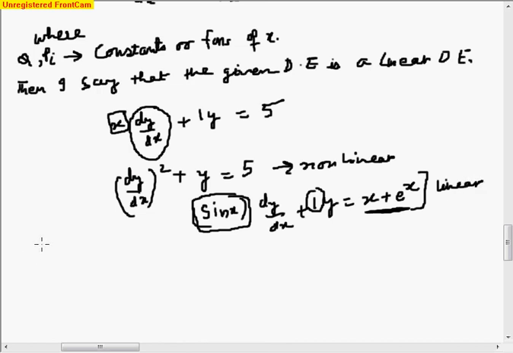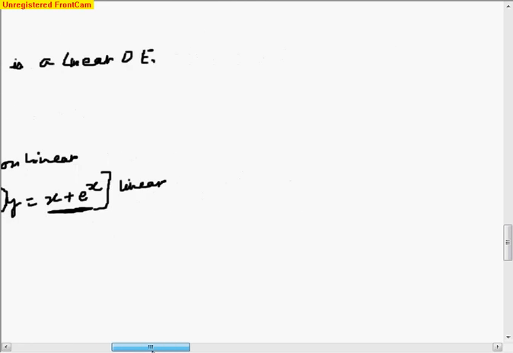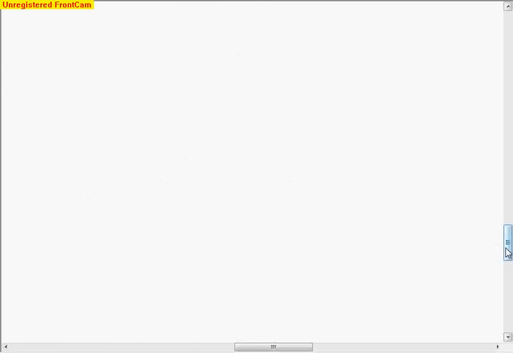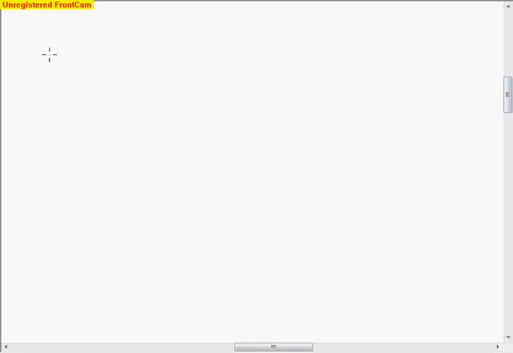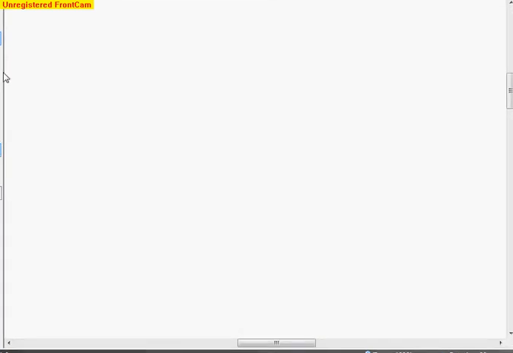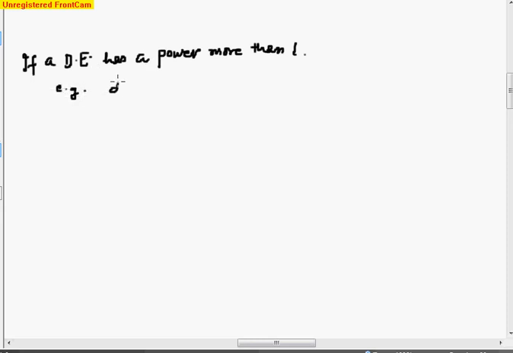So what are the things which will make a differential equation non-linear? The first thing is, if a differential coefficient has a power more than 1. For example, (dy by dx) squared plus y is equal to x. This is a non-linear differential equation, right?